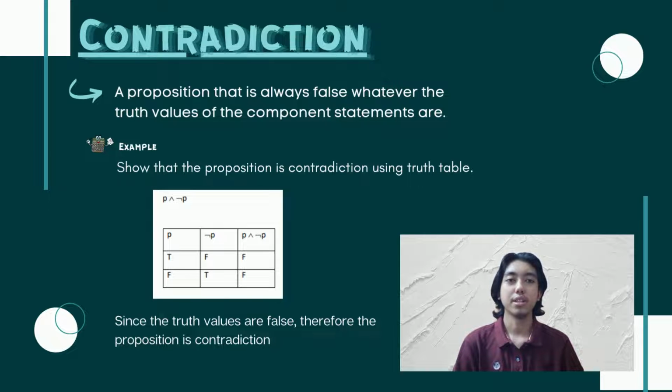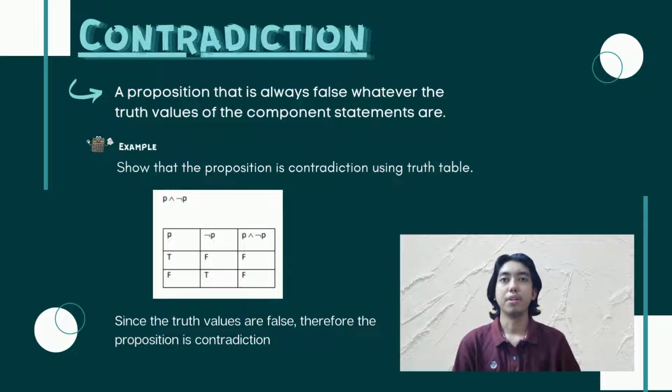Contradiction. A contradiction is a proposition that is always false whatever the truth values of the component statements are. For example, show that the proposition is a contradiction using a truth table. The question is P and not P. We need to construct the truth table. So the first column is for P, and the truth values are true and false.